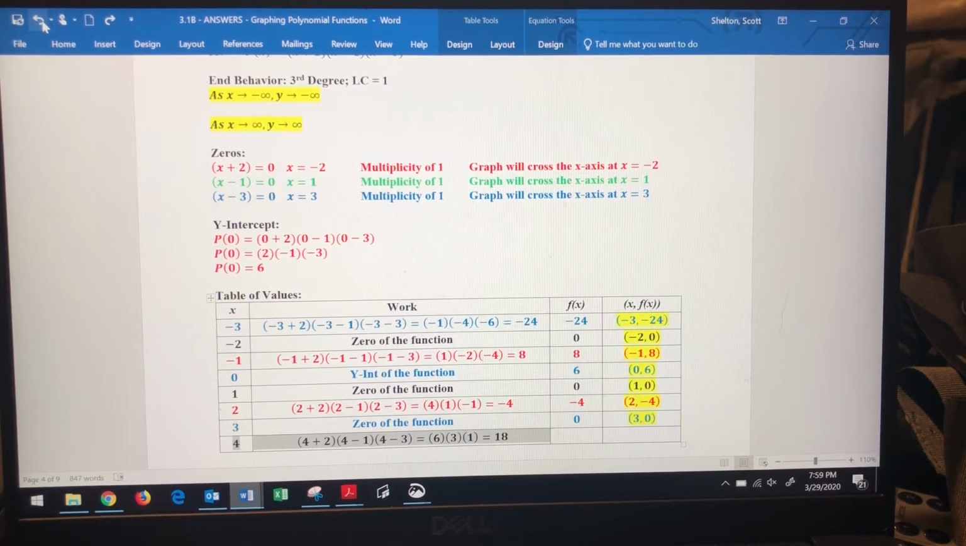Again, the first value we found, (-3, -24), and this last value or point we found, (4, 18), not totally necessary because we know the end behavior. So if you want to cut those two out to save yourselves a little bit of time, fantastic. Okay, so let's look at the graph of that function, and then we'll move on to number 12.